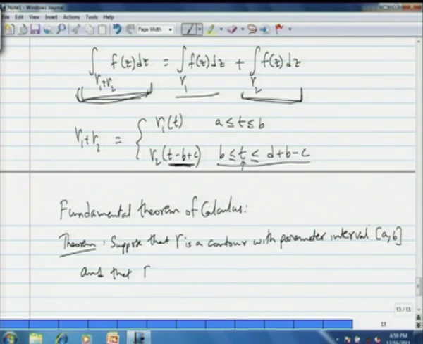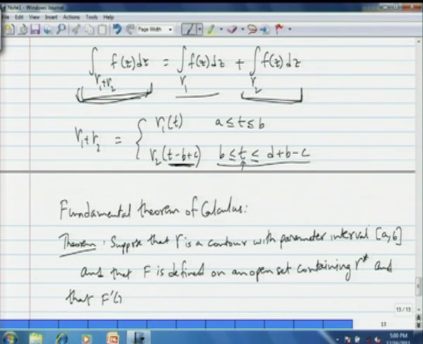that capital F is defined on an open set containing gamma star, and that f prime of z exists and is continuous at each point of gamma star.